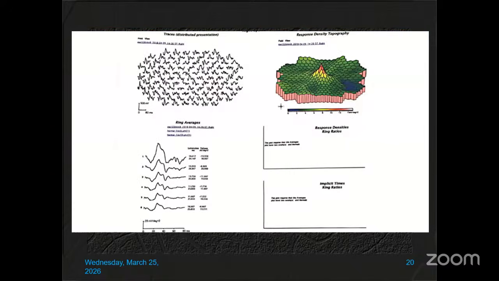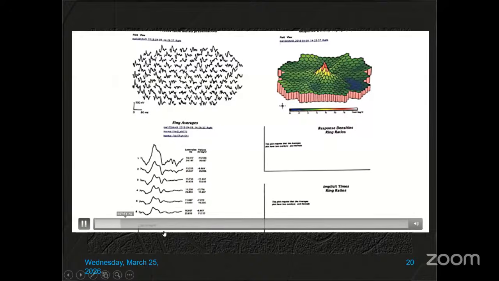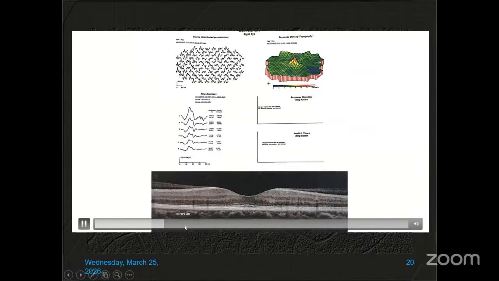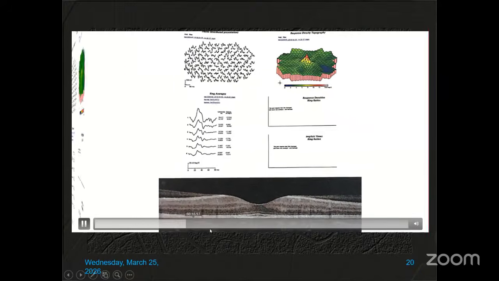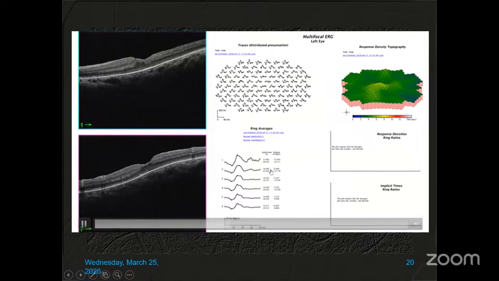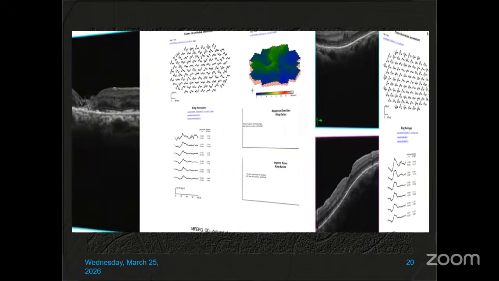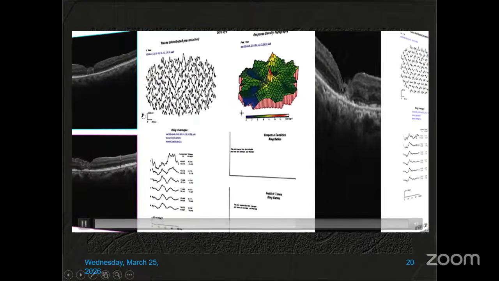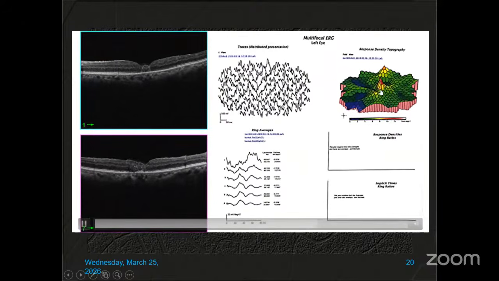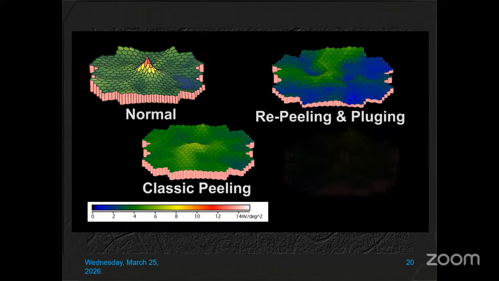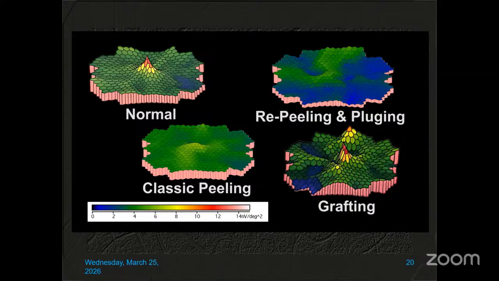This is the normal multifocal ERG. And this is a case of multifocal ERG where our standard ILM peeling has been done for a closed macular hole. This is where a free flap has been put there. And this is the graft area where you can see a significant amount of macular response. In one page, this is the normal one, this is the classic peeling, this is repeeling and plugging, and this is the graft area.